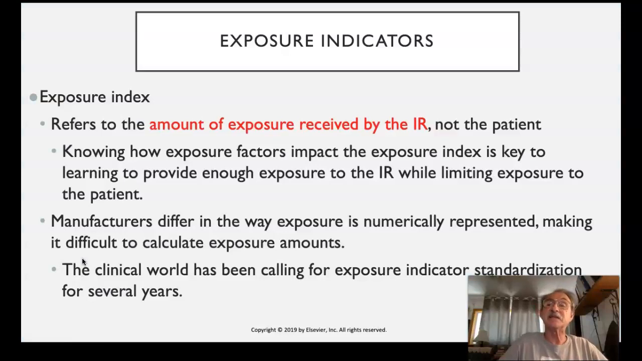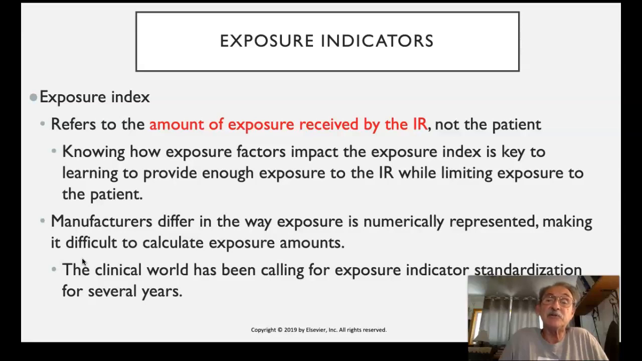So that being said, let's dive right in and start talking about exposure indicators. And this is a number called exposure index. The exposure index refers to the amount of exposure received by the image receptor, not by the patient, although it is commonly referred to as how much radiation the patient got. But in fact, exposure index is measured at the image receptor.